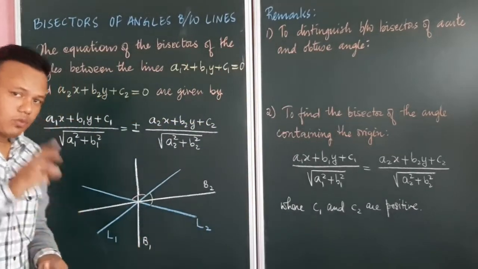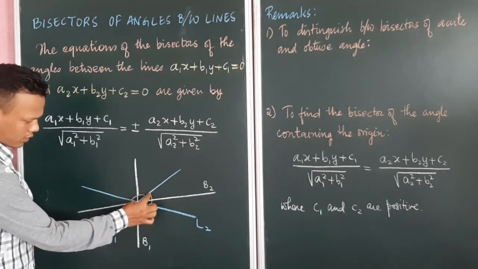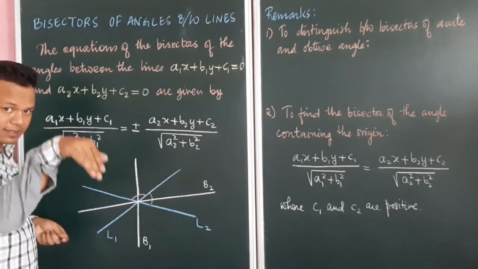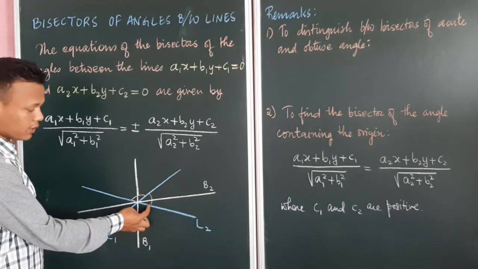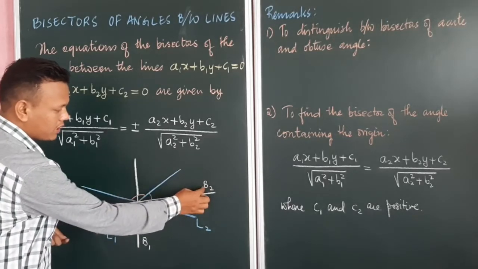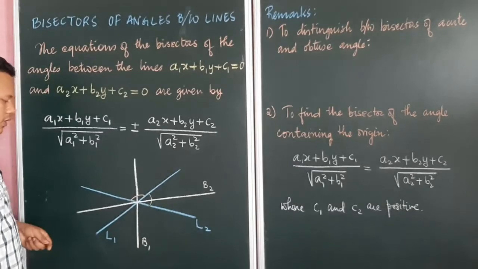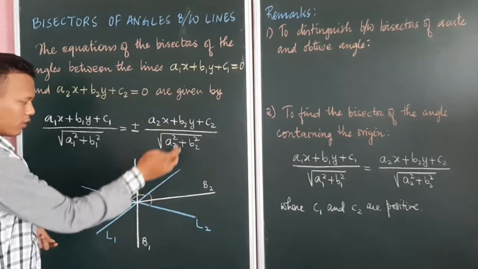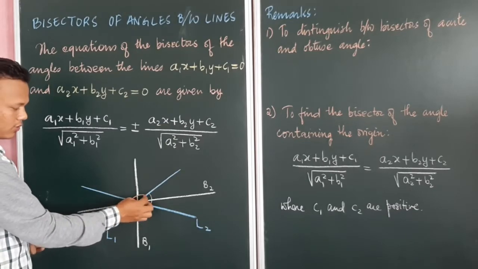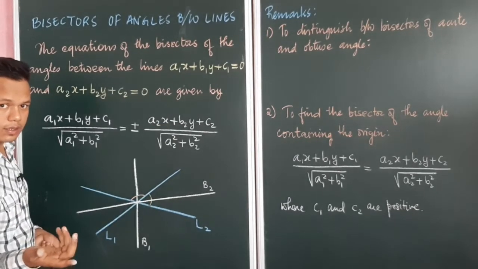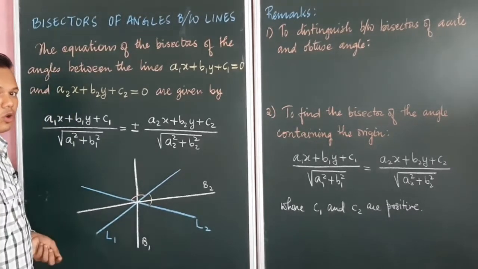Now let's try to understand what is the meaning of this. For example, if you see here, this angle looks less than 90 degrees, so can I call it an acute angle? Yes. So if you see in the diagram, B2 is the bisector of the acute angle, isn't it? Similarly, if you see here, this angle is greater than 90, so that's why this becomes your obtuse angle, and B1 is acting as your bisector of the obtuse angle.